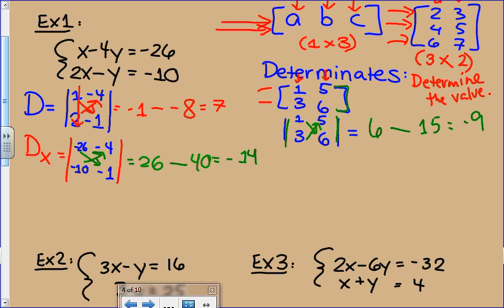Yeah, 7 is a factor of 14. So here's what's going to happen. X is going to equal negative 14 divided by the 7, which is negative 2. And you found that. Now we're going to have to find y. So yes, just plug it in.